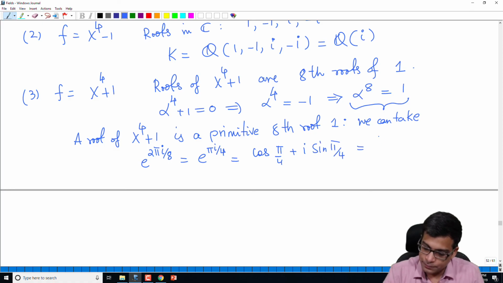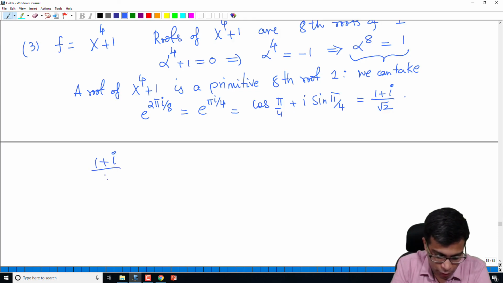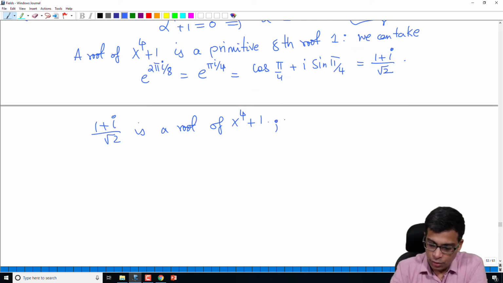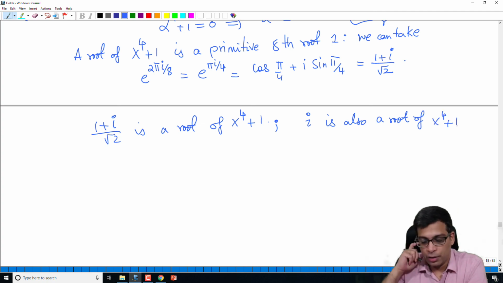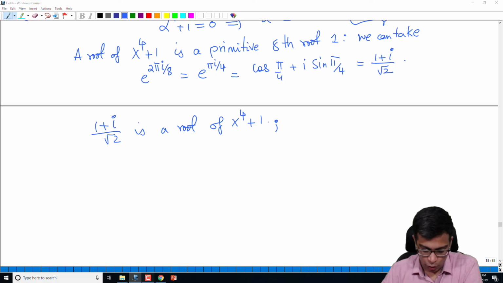So this is (1 plus i) by root 2, right? So (1 plus i) by root 2 is a root of x power 4 plus 1. What is another root? i is also a root. That is clear, right? Because, sorry, i is not a root. So this is a root. So all the roots are primitive 8th roots of unity. And one of those primitive roots of unity is this, the primitive 8th root of unity.